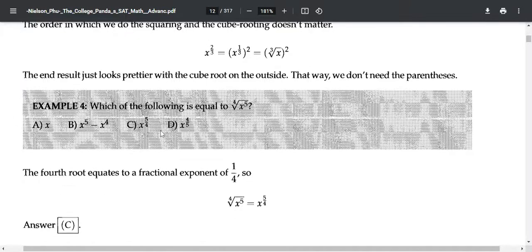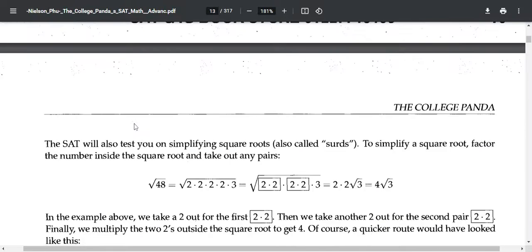Now moving on to example number 4, which is: the following is equal to the fourth root of x to the 5. As you can see, 5 is the power of x, and the fourth root means 1 over 4, so it follows option C, x to the 5 over 4. So C will be the correct option.